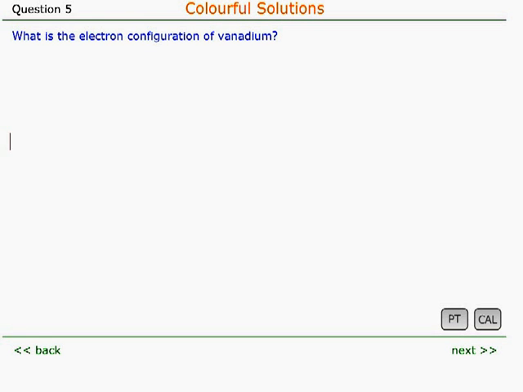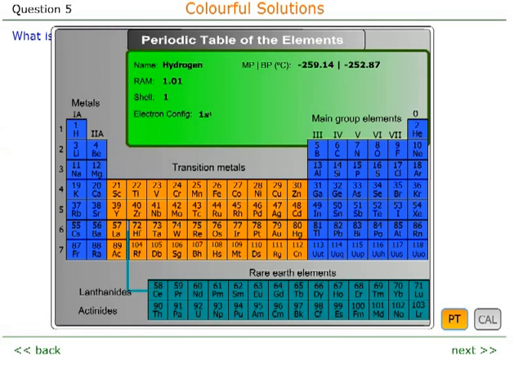Question 5. The electronic configuration of vanadium. Well, no one expects you to know where vanadium is in the periodic table, although you probably remember that it's in the transition metals. Fortunately though, we've always got a periodic table to hand. So let's have a look at the periodic table and find vanadium.